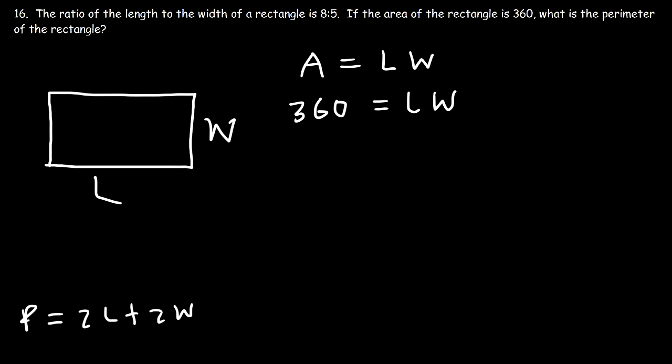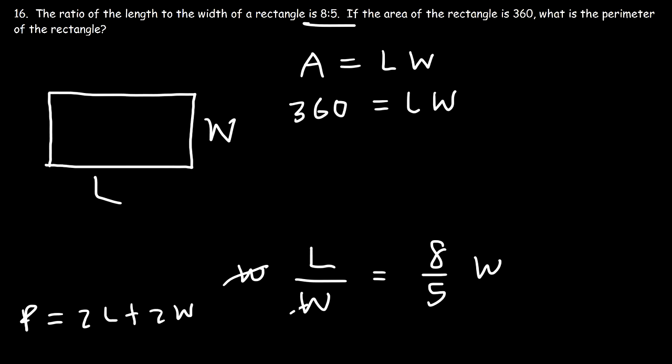In order to solve for two variables, we need two equations. The second equation we can get based on the ratio. So the ratio between the length and the width is 8:5. So therefore, L divided by W is 8/5. Now let's solve for L. Let's multiply both sides by W. So L is 8W divided by 5.